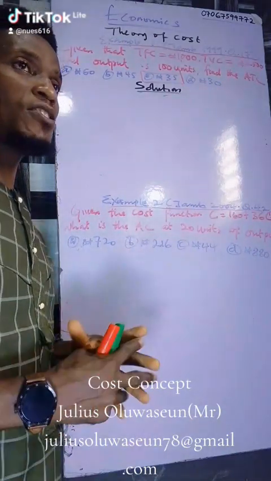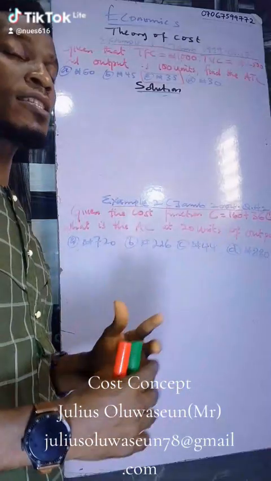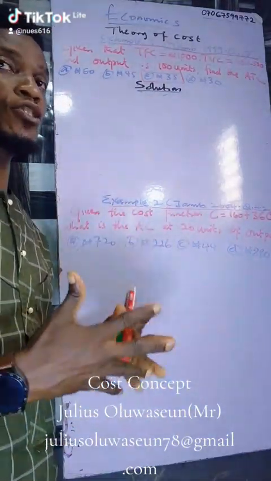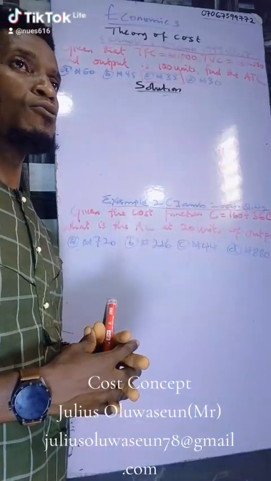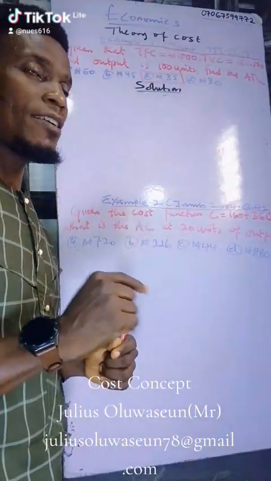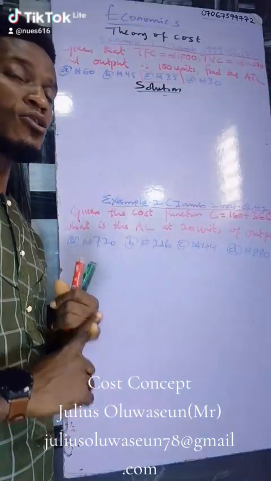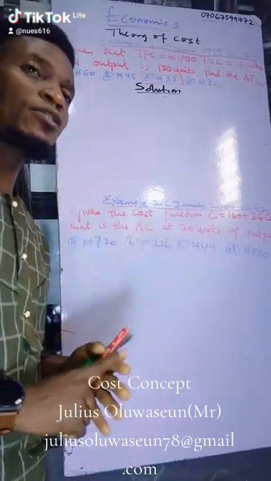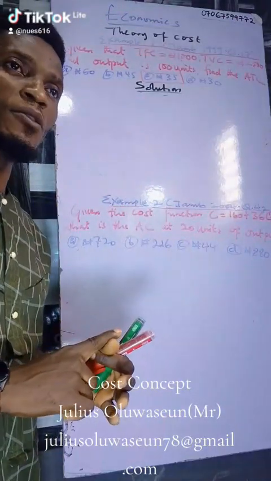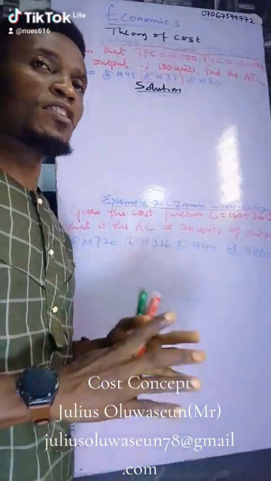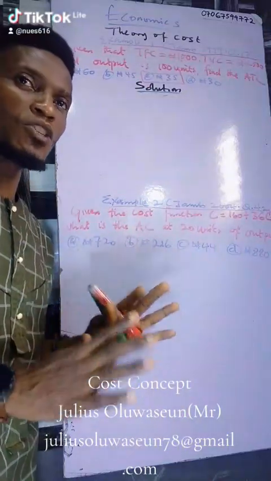The theory of cost. Some classes ago, I discussed the theory of cost and revenue, and I was able to establish different categories of costs. Cost has to do with the total sum of money that you incur on production processes. I identified the aggregate cost or total cost, the fixed cost, the variable cost, the average cost, the average total cost, the total fixed cost, the total variable cost, and the marginal cost respectively.